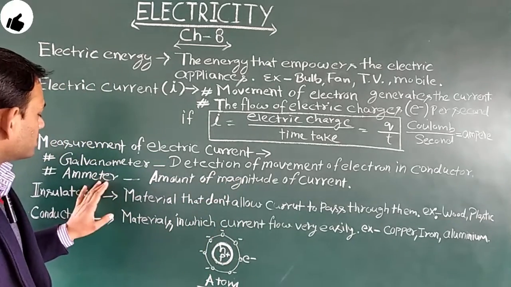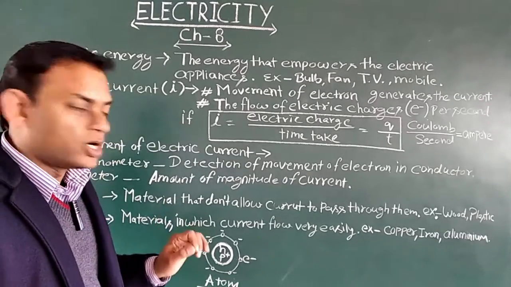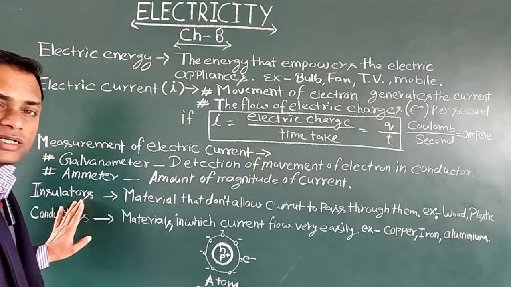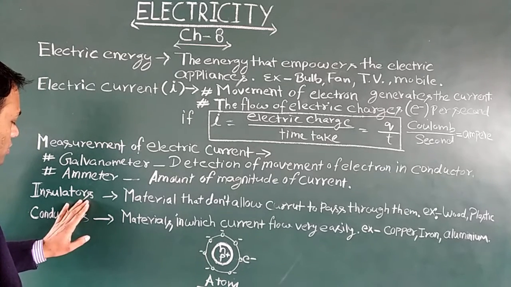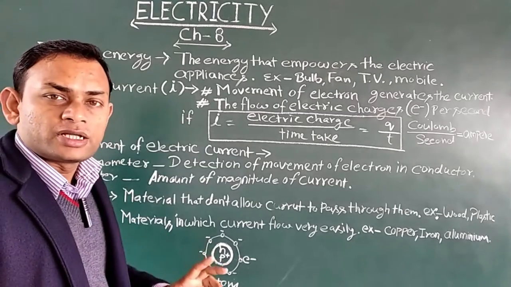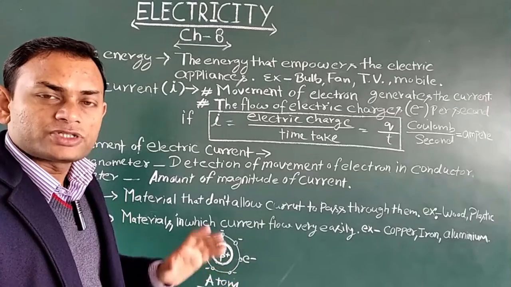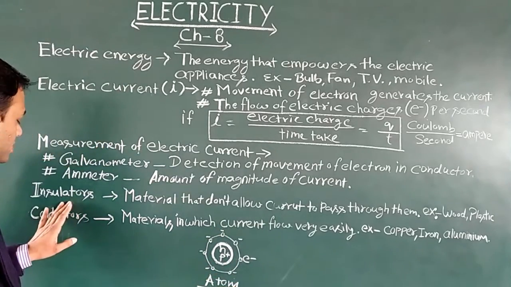So the ammeter is used to measure the magnitude of current. Got it? Now after that, insulator and conductor. What are the insulator and conductor? First of all, we will talk about the insulator. All those materials which don't allow the current to pass through them are called insulators.